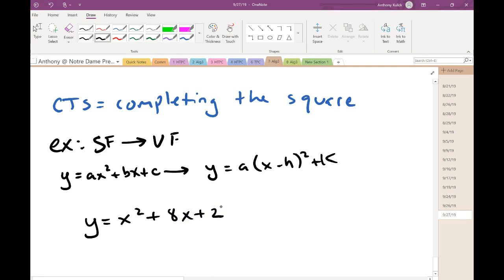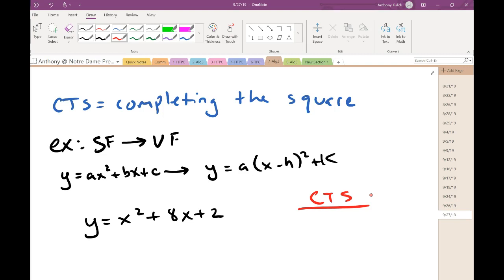So let's say that we have this standard form equation. On the side, I'm going to kind of sketch out some notes about what we're going to do for this CTS process, as we do this as an example.